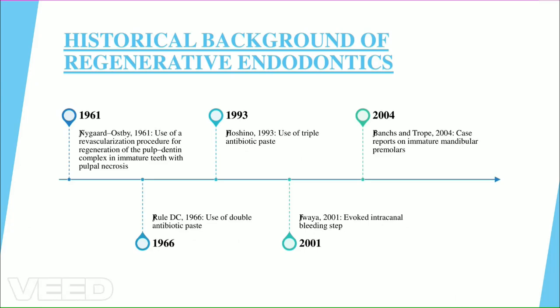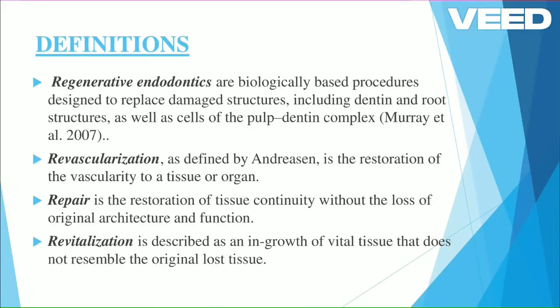Historical backgrounds of regenerative endodontics. In 1961, Nygaard-Østby used a revascularization procedure for regeneration of the pulp dentin complex in immature teeth with pulpal necrosis. In 1966, Rule et al. used a double antibiotic paste. In 1993, Hoshino et al. used triple antibiotic paste. In 2001, Iwaya evoked intracanal bleeding steps. In 2004, Banchs and Trope reported case reports on immature mandibular premolars.